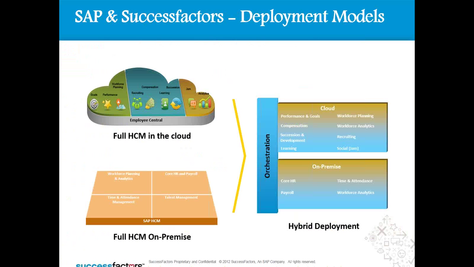Let us understand the deployment models. SAP and SuccessFactors are providing two types of deployment models. One is standalone, the other one is hybrid. In standalone, it supports full HCM on-premise and full HCM in the cloud. In hybrid, core HR solutions will be on-premise and talent management solutions will be on cloud.